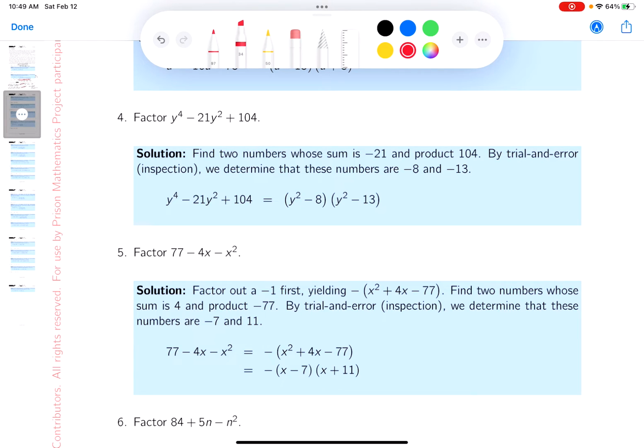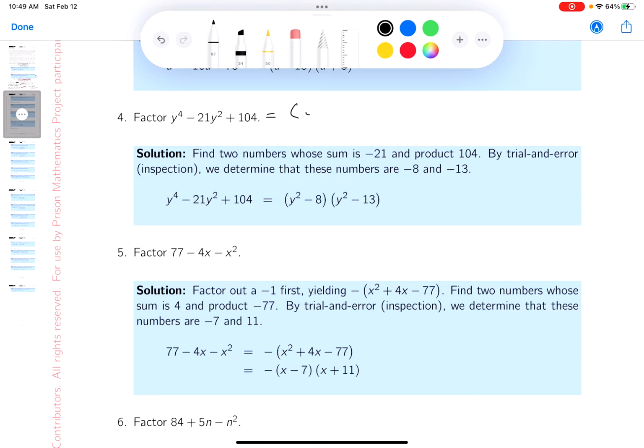Okay, we're on the fourth problem, and whether you're using the AC rule or trial and error, you're still going to get the same exact answer. So let's take a look at it. I like trial and error, but other students do not. Let me write this down for you.